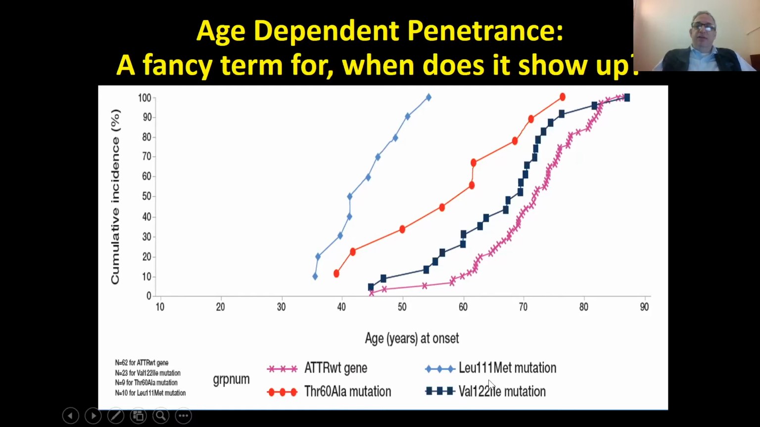This mutation is the most common seen in the United States. It's called isoleucine to valine at the 122nd position. It almost exclusively affects people who are African-American or Black. 4% of African-Americans actually carry this mutation. It shows up on average at age of about 70.